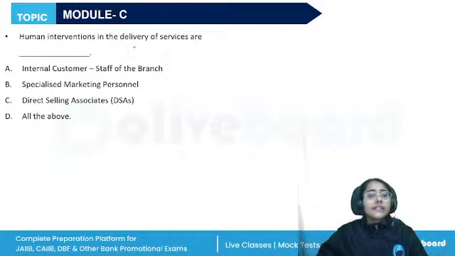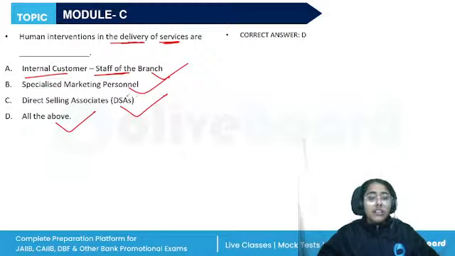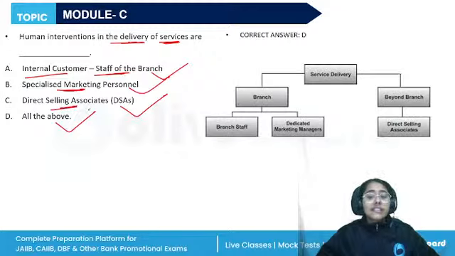All right. Next, human interventions in the delivery of services are the internal customer staff of the branch, specialized marketing personnel, direct selling associates, or all of the above. So when the banks are delivering services to the customer, services are intangible, but there is some tangibility or human intervention which is provided through all of the above. The internal customer, who is the staff of the branch, specialized marketing personnel can be appointed, direct selling associates can also be appointed. So, all of the above.